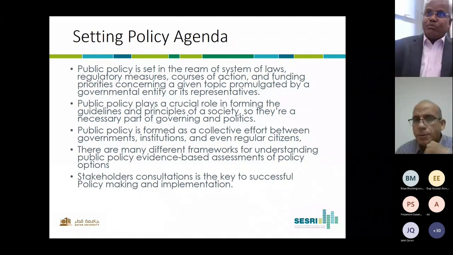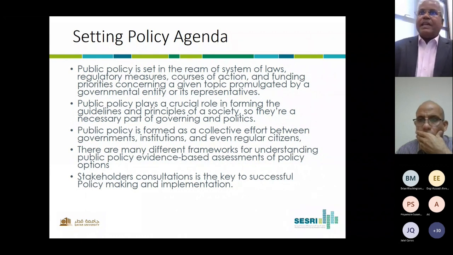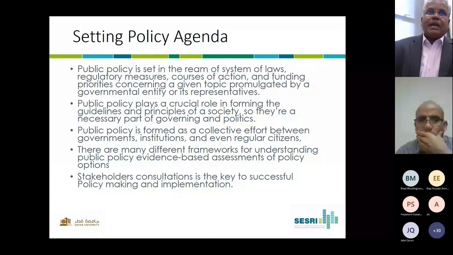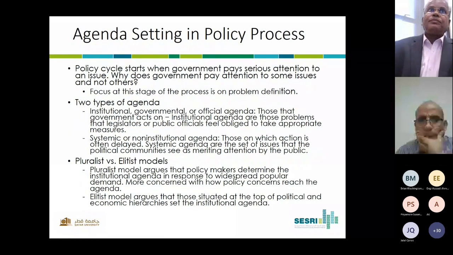There are many different frameworks for understanding public policy for evidence-based assessment of policy options. The most important is evidence-based assessment and synthesis in making policy recommendations, ultimately deciding a policy action. Therefore, stakeholder consultation is the key to successful policy making and implementation.